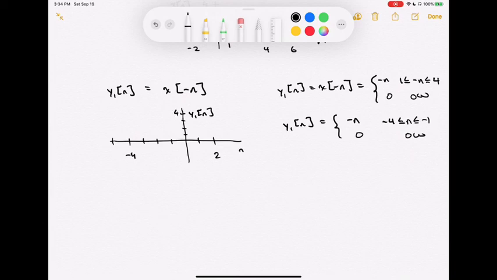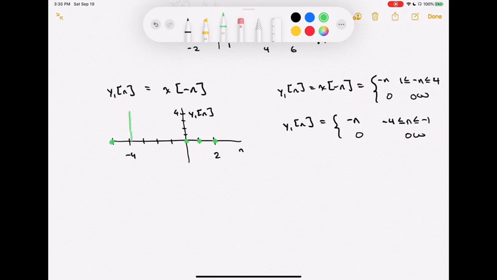If I want to plot this guy, I can just start doing it point by point. So I know it's 0 everywhere except on the interval minus 4 to minus 1. So at minus 5, and 0 and 1 and 2, all of those guys are 0, right? Now on the interval minus 4 to minus 1, I'm just going to take the value of n and I'm going to negate it. So at minus 4, take the negative of that, that's 4.